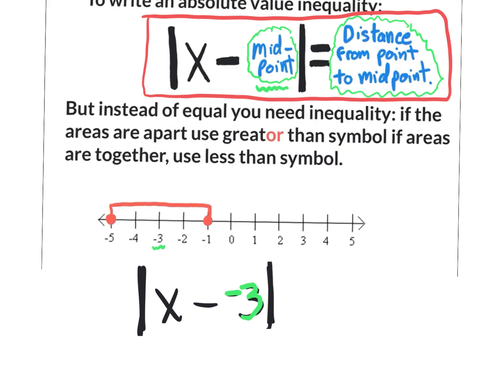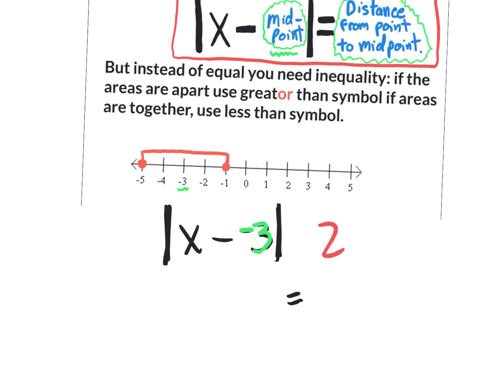But then we have the equal sign, and then we have the distance from a point to the midpoint. Which point? Any point you want, right? So I'm going to go with the -5. What's the distance from -5 to -3? 2. Okay, so you just put a 2 right here. And we're technically done. The only thing that we could do to make this look a little bit nicer is to change the minus minus to plus plus. So the absolute value of x plus 3 is equal to 2.